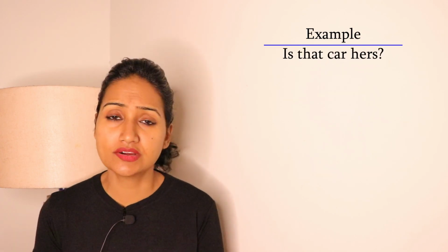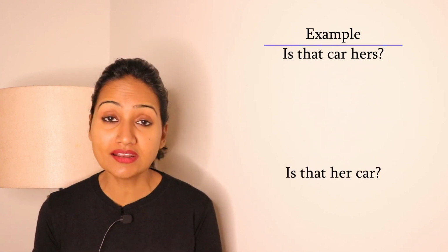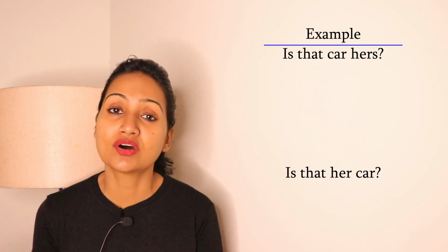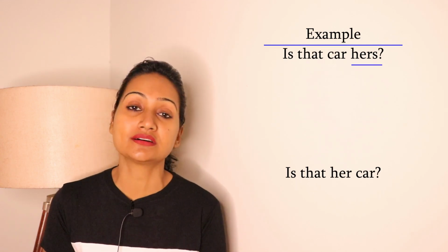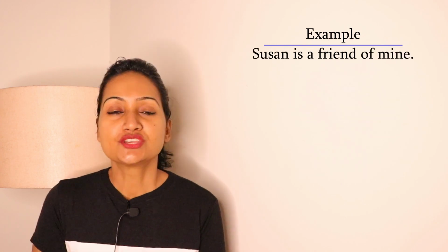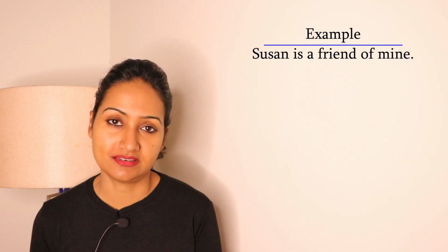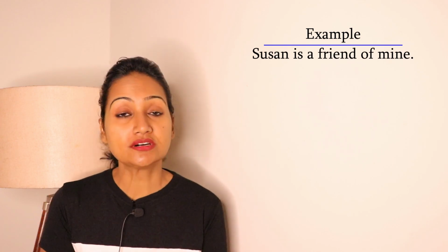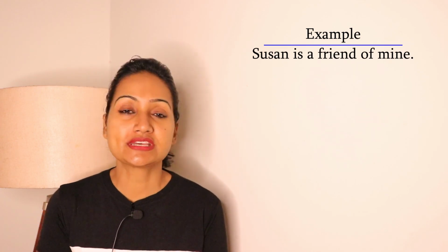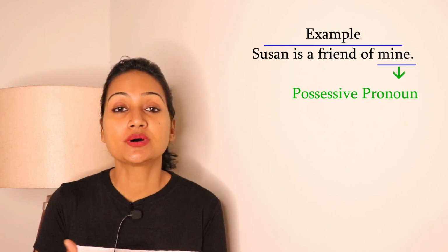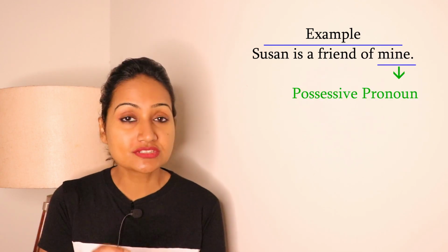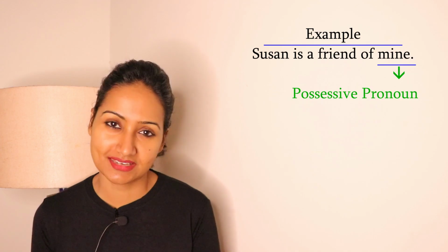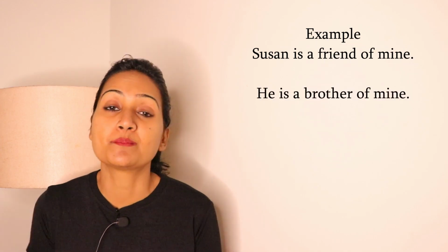Is that car hers, or is that her car? So is that car hers? Again, hers is a possessive pronoun. Suzanne is a friend of mine. So this means that Suzanne is my friend. So here you are not using a possessive adjective, you are using a possessive pronoun. So Suzanne is a friend of mine. He is a brother of mine.